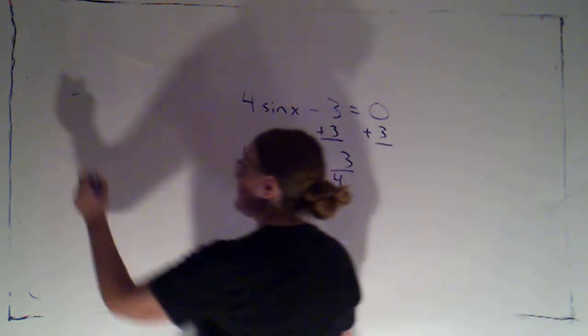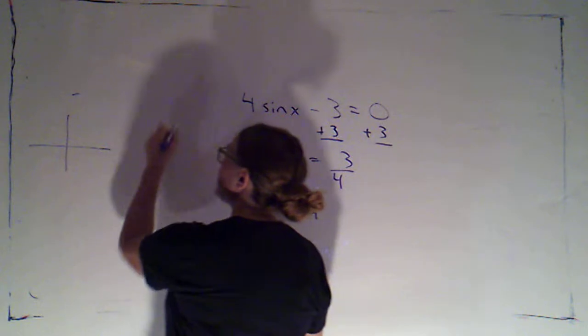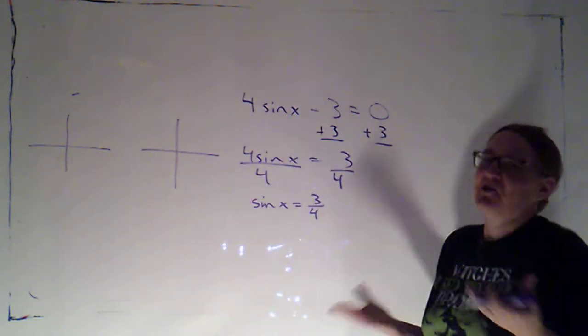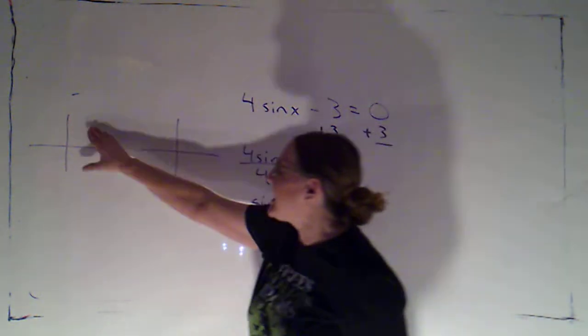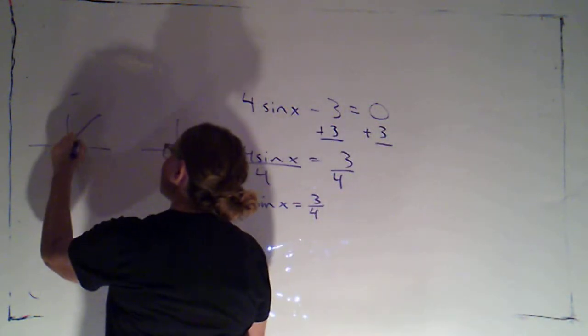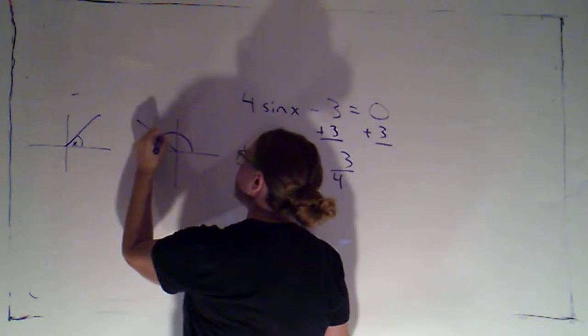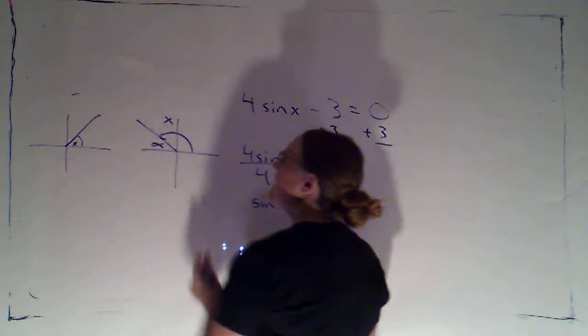So now when I look at my quadrants, I'm looking for the quadrants where sine is positive. You'll notice I kind of know ahead of time there are going to be 2 of those. Okay. So sine is positive in quadrant 1, so I'm going to have a solution here. And sine is positive in quadrant 2, so I'll have a solution here.